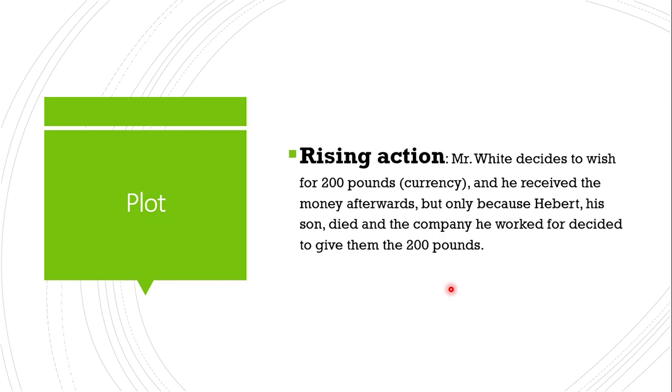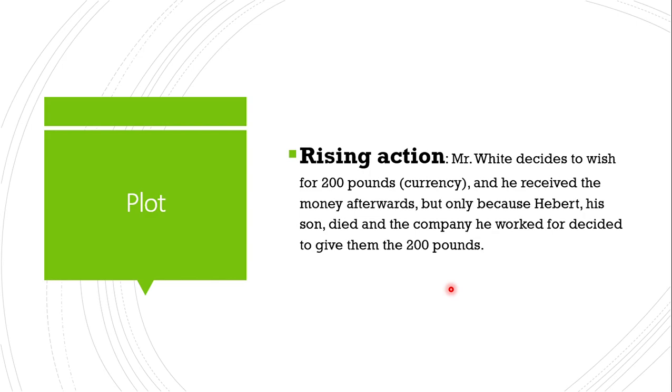Okay? So the rising action also, Mr. White decides to wish for money, currency. In Europe, they used pounds in the past, where they call money pounds. Okay, so he wished for 200 pounds, or in this case, money. Okay, and he received the money afterwards.